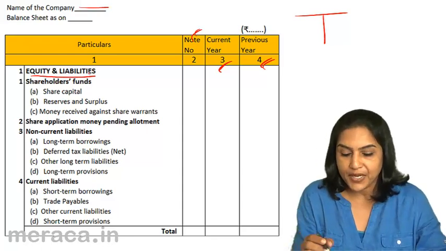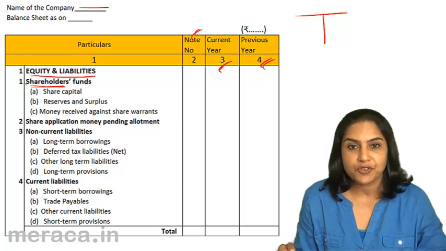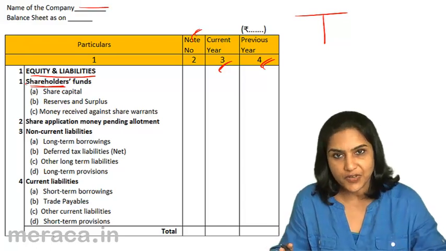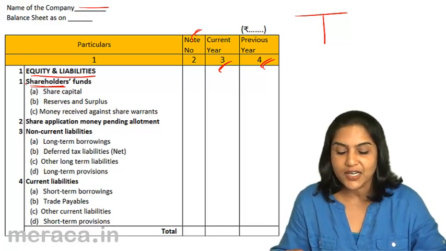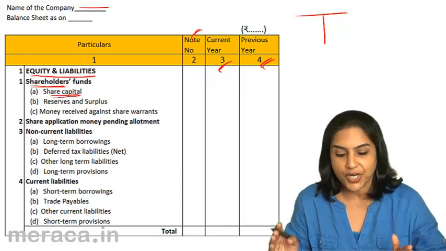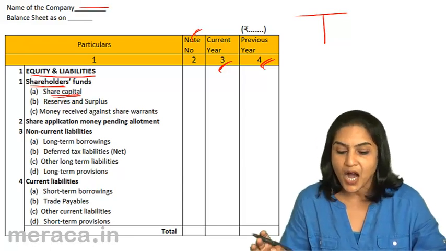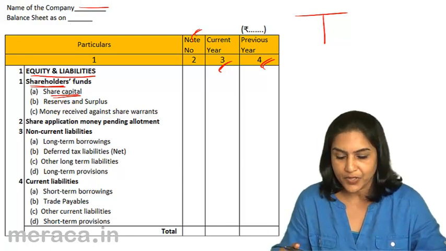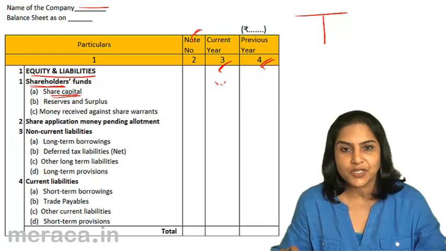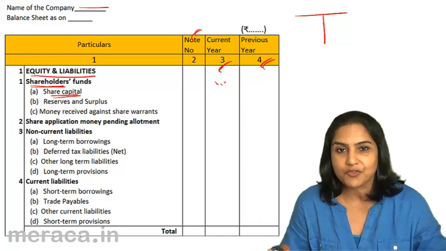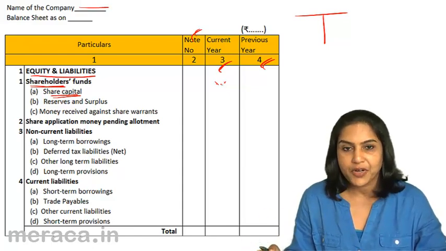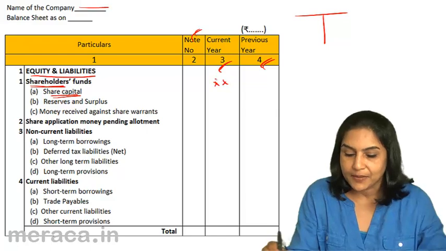Owners in case of a company are called shareholders, and therefore the first item is shareholders' funds. Shareholders' funds, owners' funds. What are shareholders' funds? Under shareholders' funds, you have share capital. The capital in case of a company is called share capital, and owners of a company are called shareholders of the company. So the first item here is share capital. We shall discuss further what are the different kinds of capital and what are the different types of shares, but we leave that for later. For now, capital figure comes here, share capital.